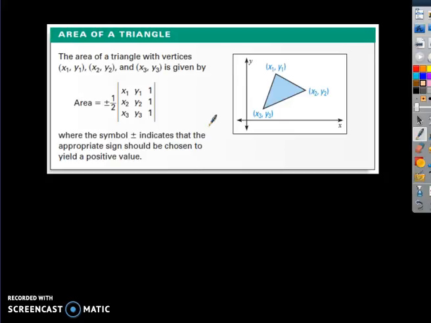So this is the formula for area of triangle. I won't bother writing it down. So if you would, right now, pause the video and write down this formula for area of a triangle inside a coordinate plane. And we're going to talk about how we actually do this. And remember this symbol here, right? This symbol means determinant. So that means determinant of those numbers. So it's 1/2 times that determinant. All right, so let's go on.